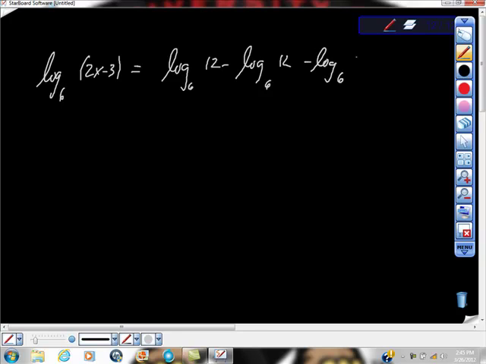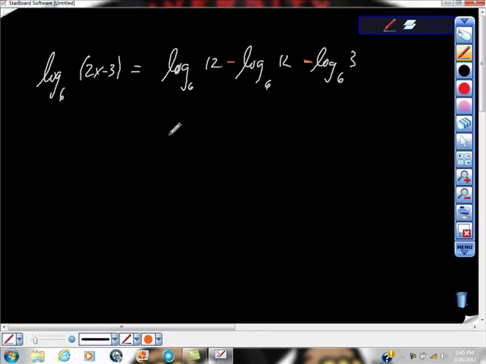So it's log base 6 of 2x minus 3 is equal to log base 6 of 12 minus log base 6 of 12 minus log base 6 of 3. And for reasons different than what you think, this is going to come out to be 0, because if we look at this, this means division to us, right? So when we see this negative sign, this one here and this one here, we are supposed to think division.